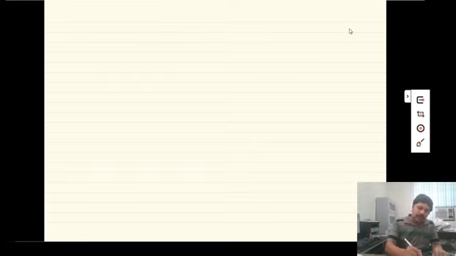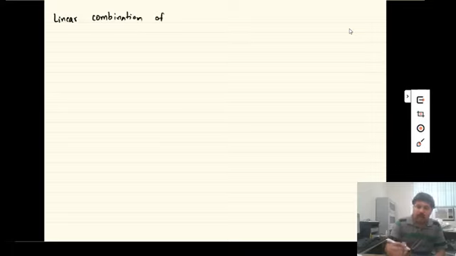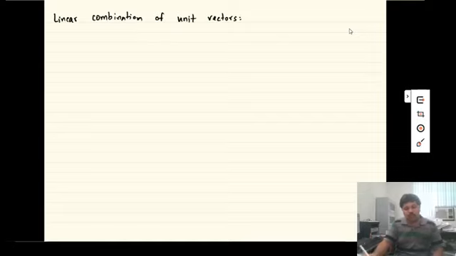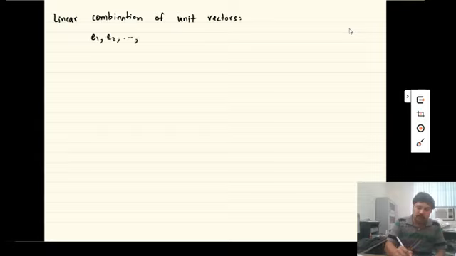Another interesting thing that you can think of is linear combination of unit vectors. Unit vectors are something that we looked at earlier. So what do we mean by a linear combination of unit vectors? That's something really important. So E1, E2 up to En are the unit vectors in Rn.